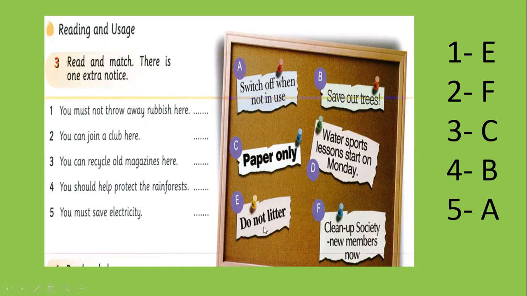Number 1, E, do not litter. Number 2, F, clean up society, new members now. Number 3, C, paper only. Number 4, B, save our trees because we have the rainforests. And number 5, A, save electricity, switch off when not in use. These are the questions and the answers.